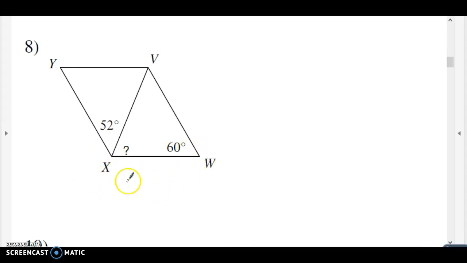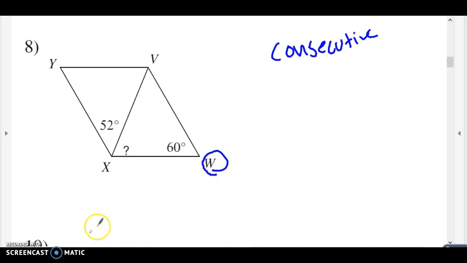W and X are what type of angles? Yes. They're consecutive. So we're going to be working with consecutive angles. If we know W is 60, what does angle X have to be? Angle X is not going to be 60. They're not. If they were opposite, then yes, it would be 60.